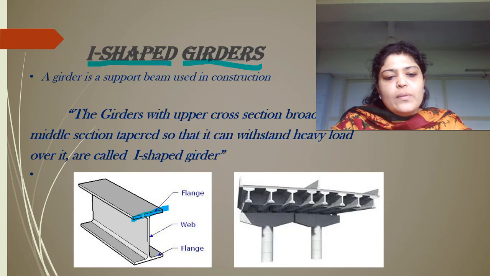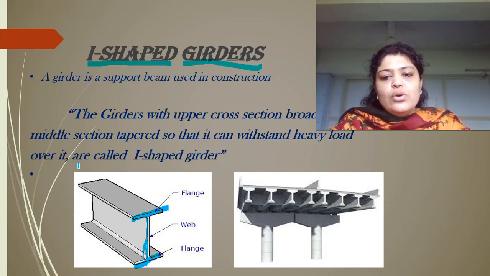You can just see over here. This is the flange of the beam. This is called the web of the beam, and this is again the second flange. So it resembles the alphabet I, and that is why it is known as an I-shaped girder. A girder basically is a beam which has a broader upper cross section and a tapered middle cross section, so that it can withstand heavy load over it. Here I have just tried to show a snap of a flyover under construction.